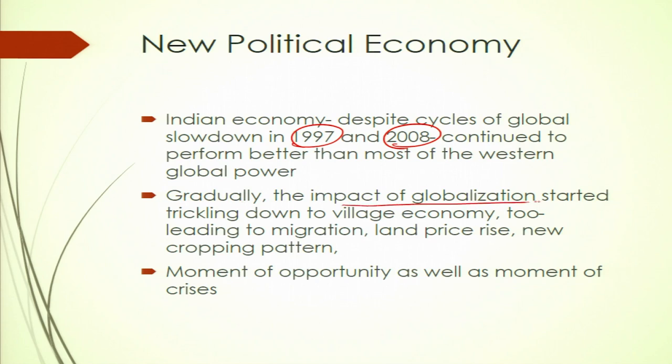Gradually, the impact of globalization started trickling down to the village economy, leading to migration, land price rise, and new cropping patterns. Now, one needs to understand very carefully that in the last three decades, globalization has not only transformed the lifestyle, the consumption pattern, and the demand aspirations of people residing in cities. Eventually, the impact of globalization has now reached the last miles, the last corners of the Indian rural economy and rural social matrix. And thus, it has influenced the caste dynamics, the religious dynamics, and the local cultural practices.